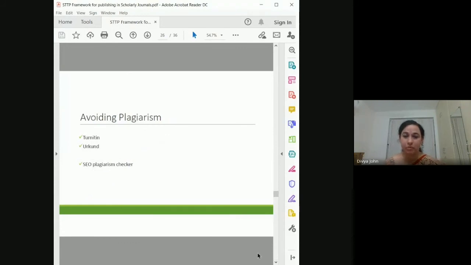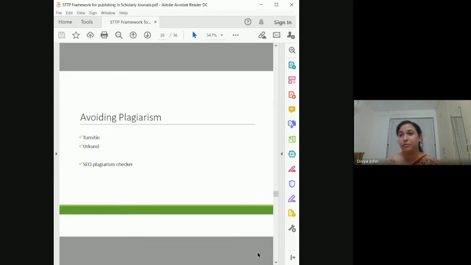For the language editing part, I always run my paper through the unpaid version of Grammarly. And it's always helped me. There are errors that you've not noticed that come up in the basic version of Grammarly. I've never used the paid version, but I've always used the basic unpaid version of Grammarly.